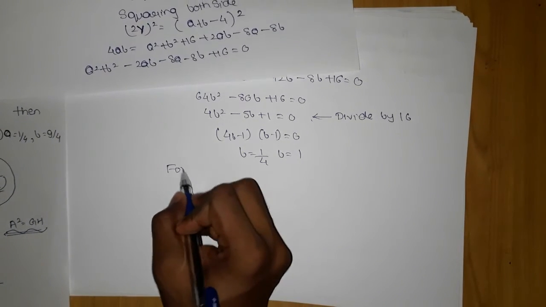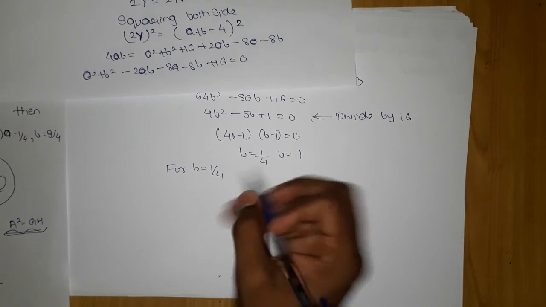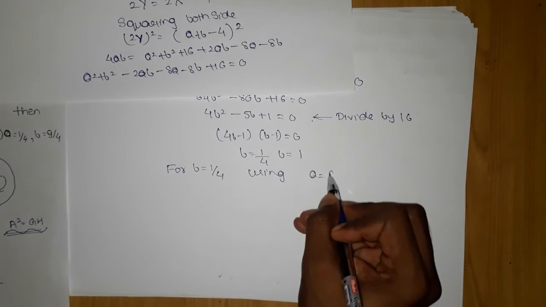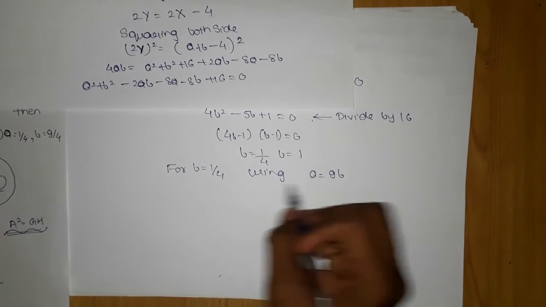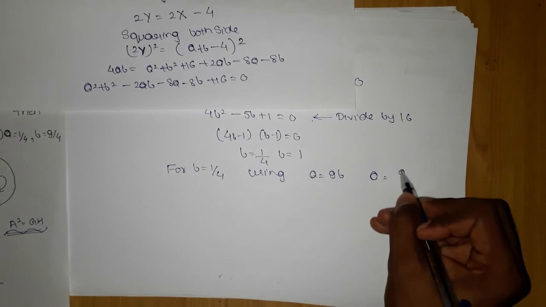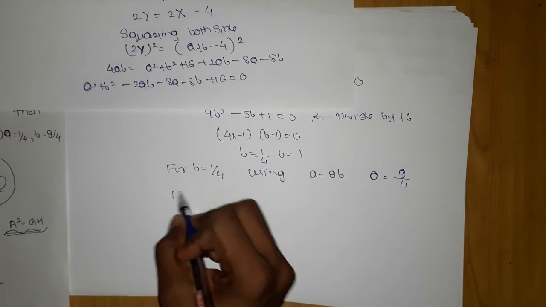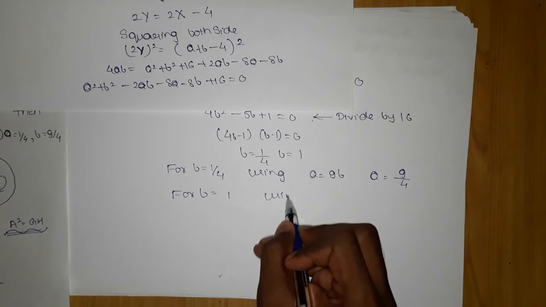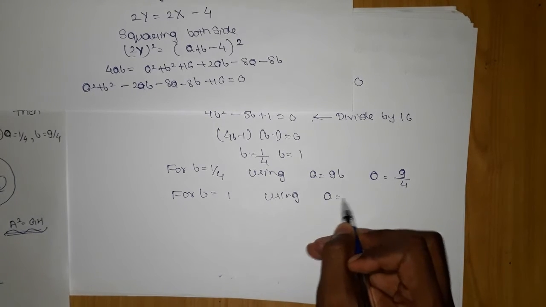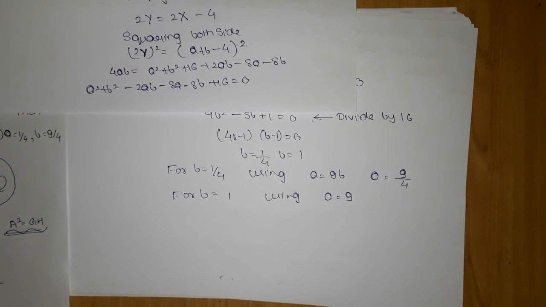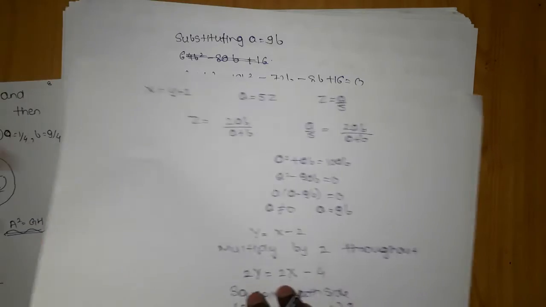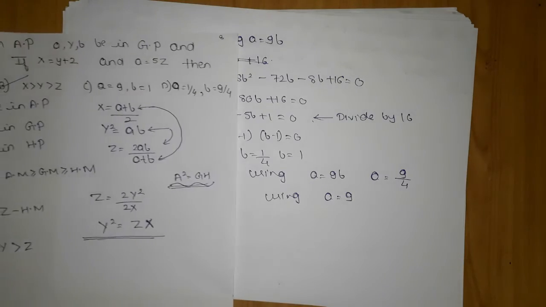For b is equal to 1 by 4, we will use a equals to 9b. For b is equal to 1 by 4, a will be 9 by 4, and for b is equal to 1, a will be 9. Okay, so here we are done with this question, and let's verify whether the options are correct or not.